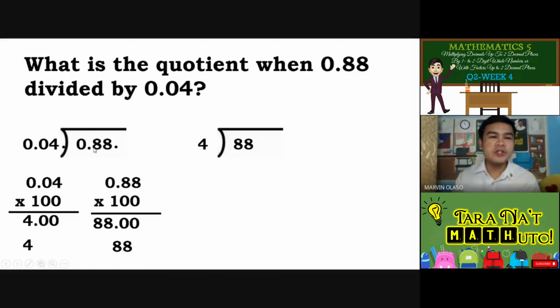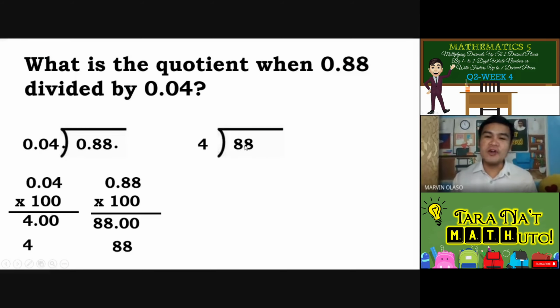Then, paano, sir, kung halimbawa hindi decimal yung dividend, paano ko i-move ang decimal point? So, kung hindi sa decimal number, kung isa siyang whole number, you just add 2 zeros. Then, after 2 zeros, nandun yung decimal point. Kung whole number yung dividend. Pero since pareha sila decimal number, kaya ganyan ang nangyari.